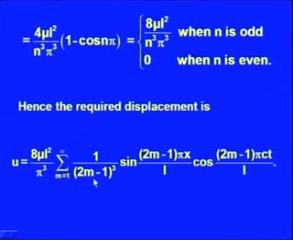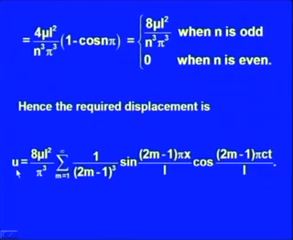Now, we have seen that Bn is 0 when n is even, and it is 8 mu L square over n cube pi cube when n is odd. So, when n is an odd integer, let us take n to be equal to 2m minus 1, where m takes values 1, 2, 3 and so on.